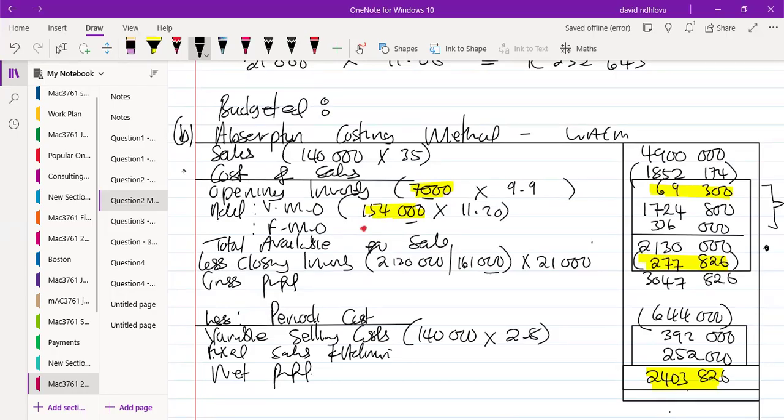Most students have a challenge not here. Right, so when you do absorption costing, if it is budgeted absorption costing, you just use the budgeted fixed overhead costs. So here you see we just said fixed overhead, fixed manufacturing overhead. So this would have been your budgeted cost.